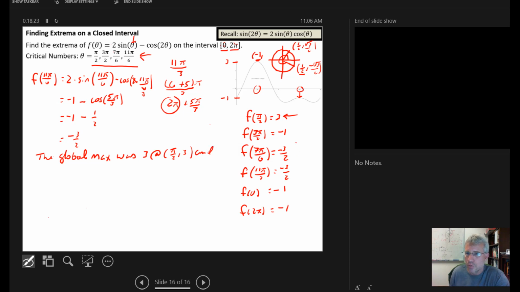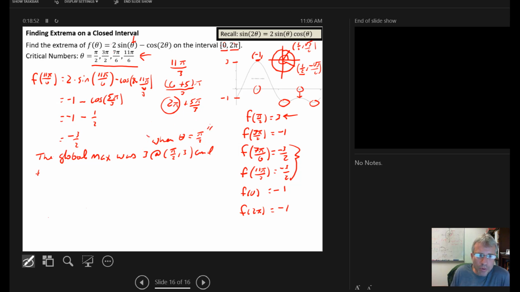And the global minimum is going to be negative 3/2. And notice it occurs twice. It's okay for the smallest output to occur more than once over a closed interval. So I'm going to report 2 different locations. So the global max was 3 when theta was equal to pi over 2 would be another way to say that.